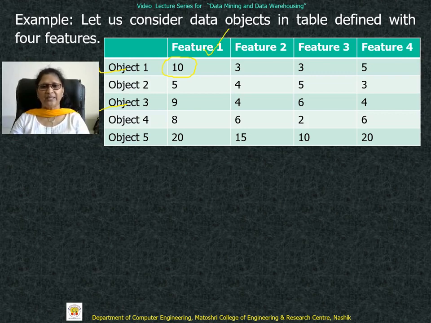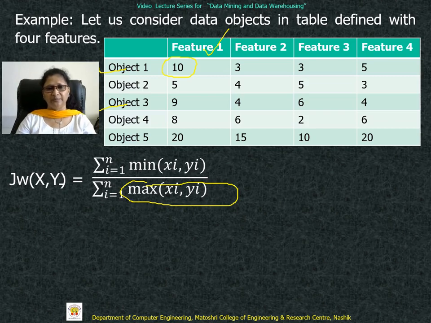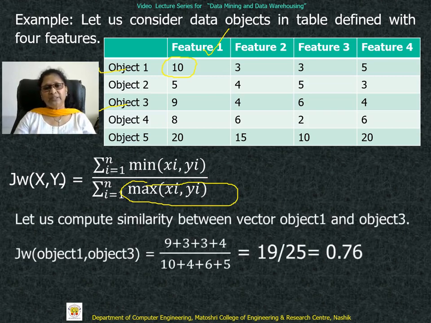To compute similarity between the baskets of customer 1 and 3, we shall use the formula for weighted Jaccard similarity computation. Here it is: the ratio of the sum of minimums among the two attributes to the sum of all maximums among the attributes. To compute the similarity between objects 1 and 3, we shall write the values of minimums at the numerator and maximums at the denominator. So if we look at feature 1 for objects 1 and 3, it is 10 and 9. So 9 we write at the numerator and 10 here. For feature 2, it is 3 and 4.